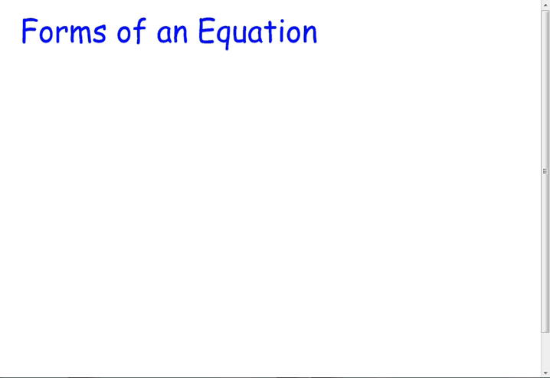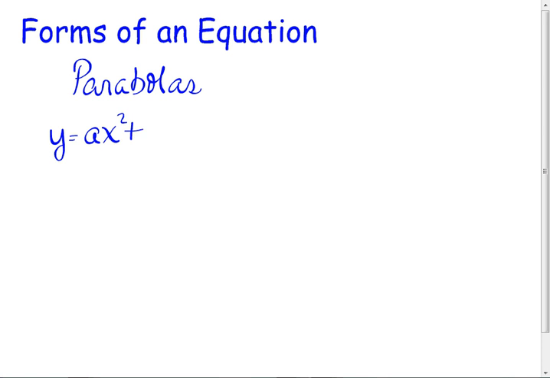So, we have forms of an equation of a parabola, that is. These are for parabolas. So we started with y equals ax squared plus bx plus c. Do you remember what that one was called? It's the general form. Or standard.